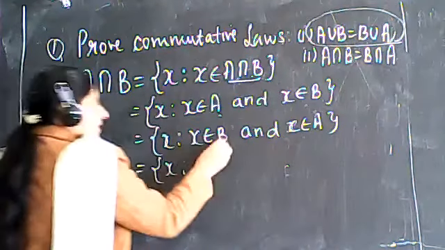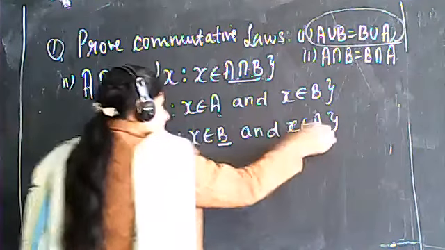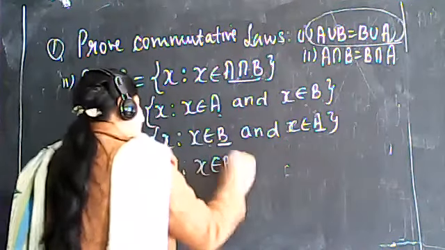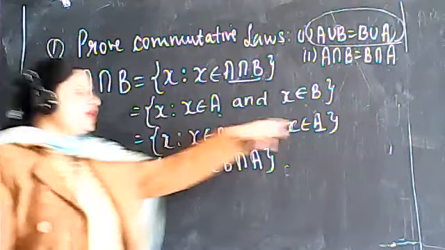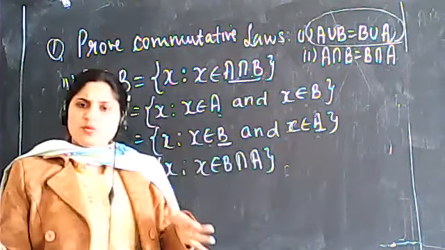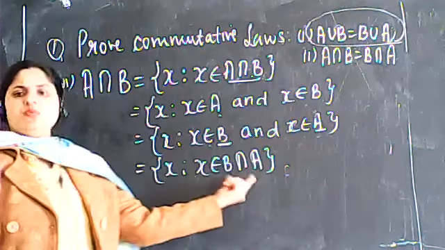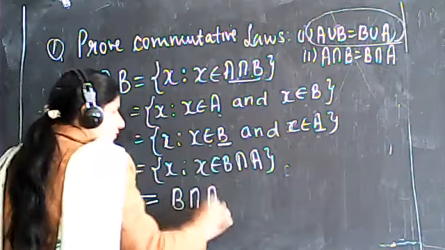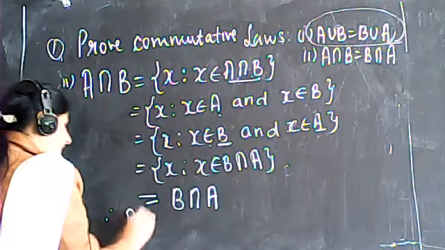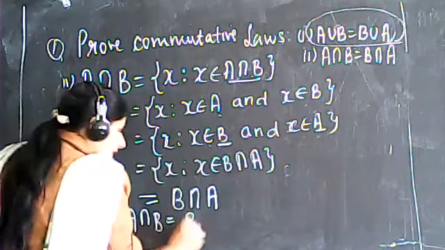Since X is present in A as well as X is present in B, we can say X is available in B intersection A. The element is in set B and also in A. If it is in both, it means it is a common element, so it will go into the intersection. So this is what we had to prove. This is the definition of B intersection A. So we can say A intersection B is equal to B intersection A. So this is the proof of the second part of the commutative law.